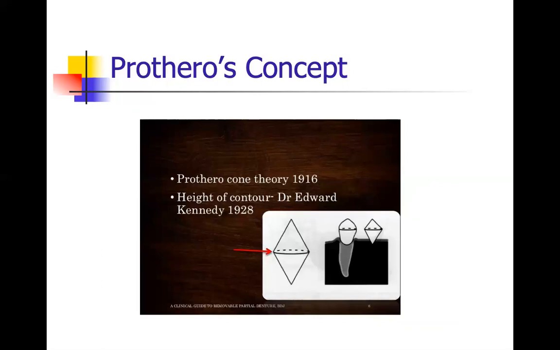Prothero proposed the cone theory of the clinical crown in 1916, which stated that the contours of the clinical crown resemble two cones sharing a common base, this one. This base represents the greatest diameter of the tooth. This greatest diameter is called the height of contour or point of maximum convexity, this one.